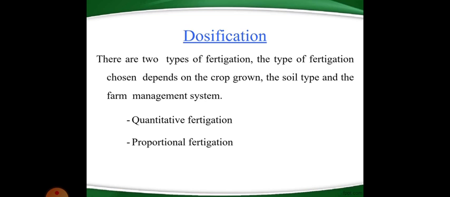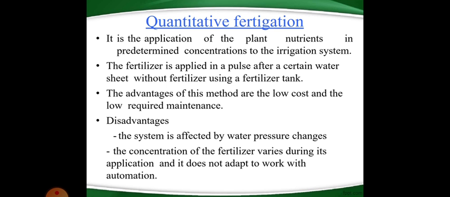Now we'll talk about dosification. There are two types of fertigation. The type of fertigation chosen depends on the crop grown, the soil type and the farm management system. Quantitative fertigation, proportional fertigation. So first we'll talk about quantitative fertigation.